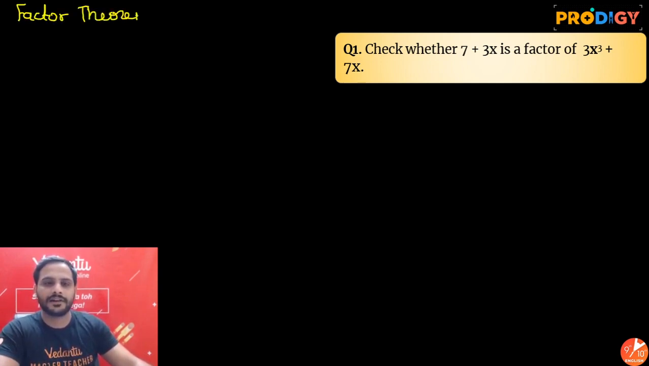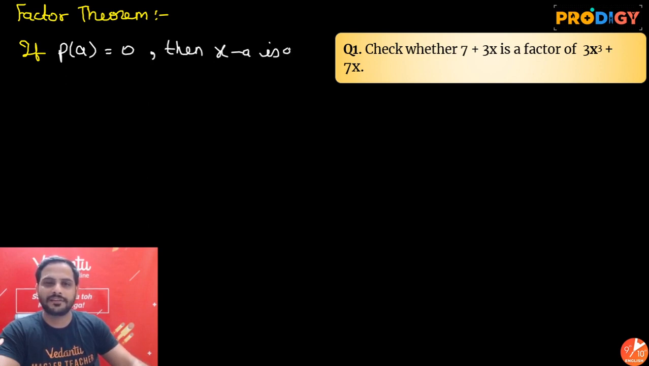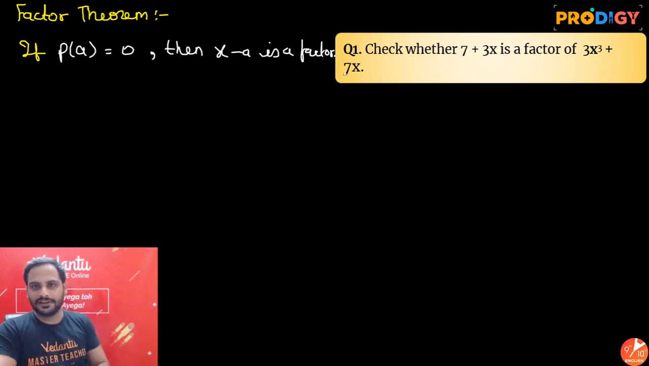Factor theorem tells us that if p(a) is equal to 0, then x minus a is a factor. All right, so what we'll do first, we need to find out the value of a.